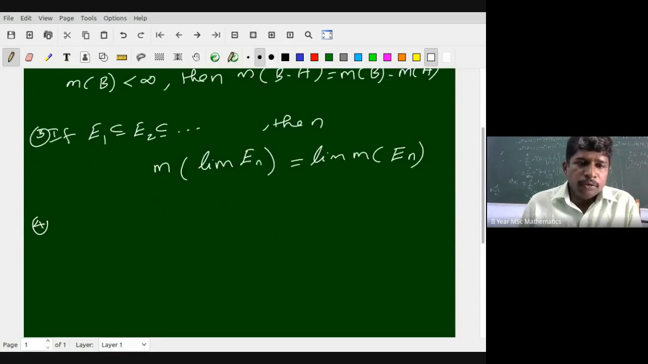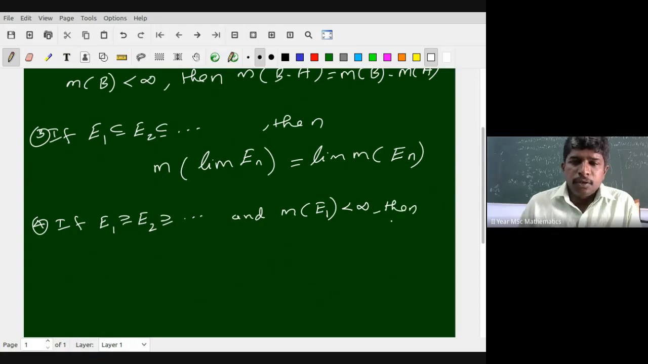The fourth one, if E1 is contained in E2 contained in and so on, and M of E1 is finite, then M of limit En is limit M of En.